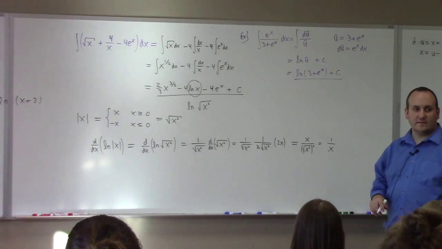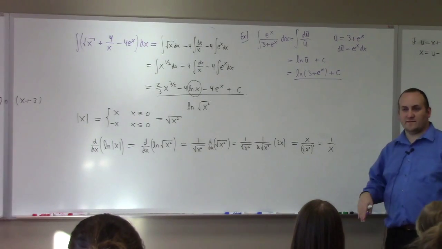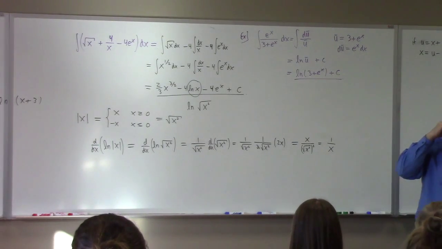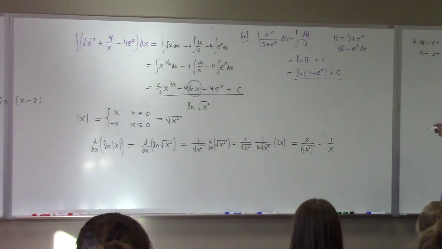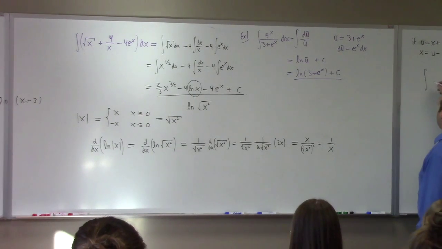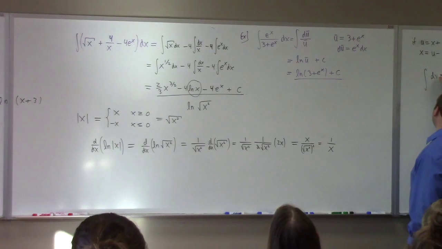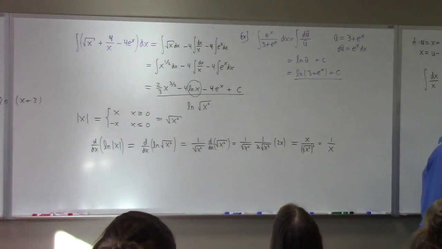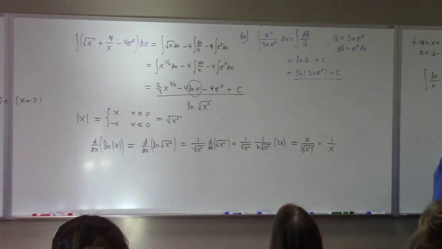Yes, 1 over x. I mean, it's x over x squared is the point, which is 1 over x. So what this shows you is, in fact, the more general truth is that the integral of dx over x is the natural log of the absolute value of x plus a constant.